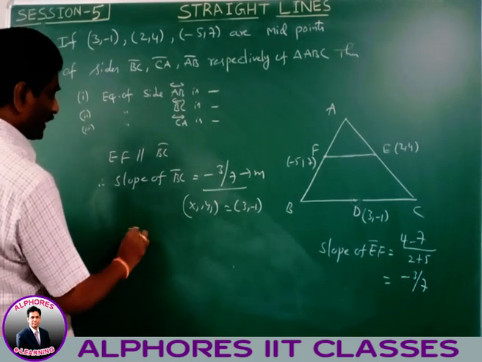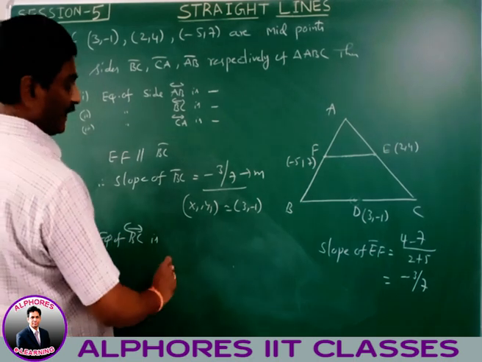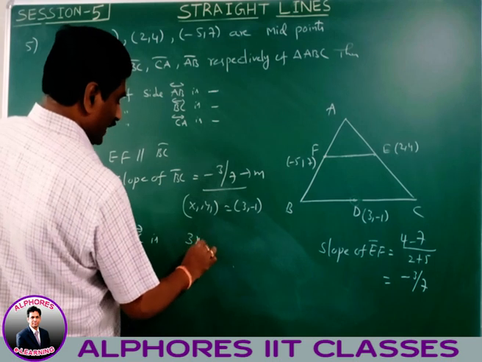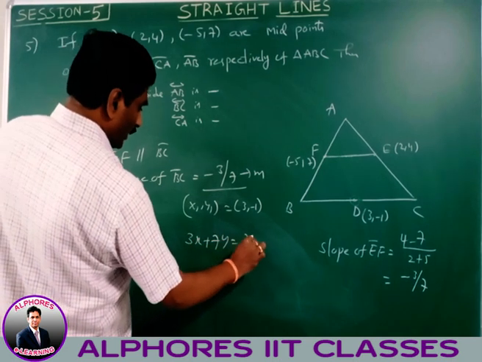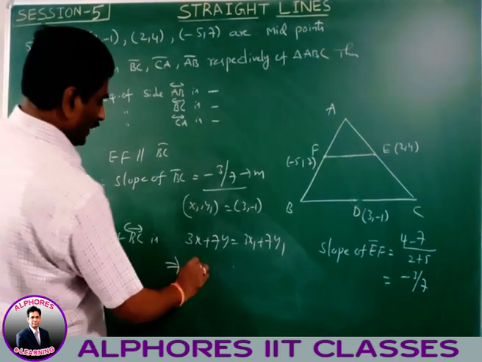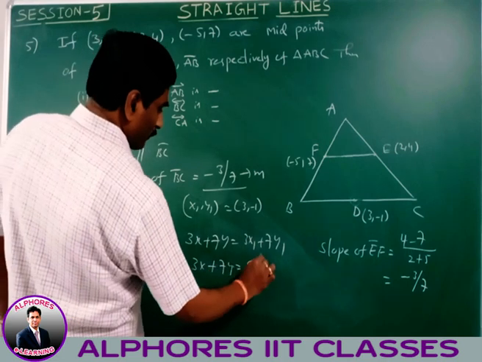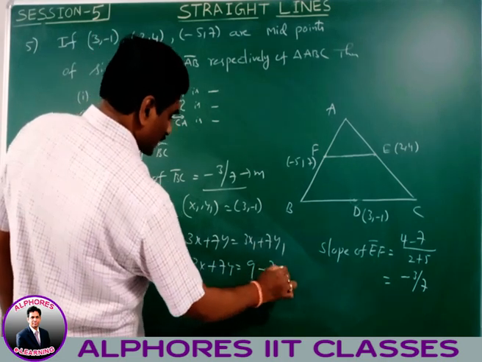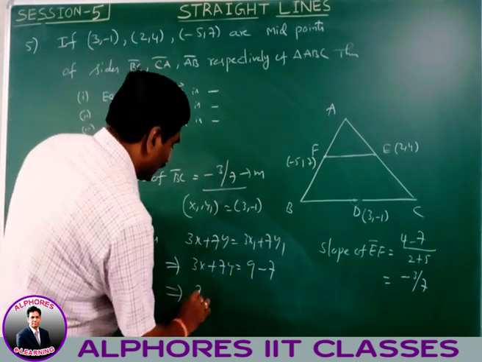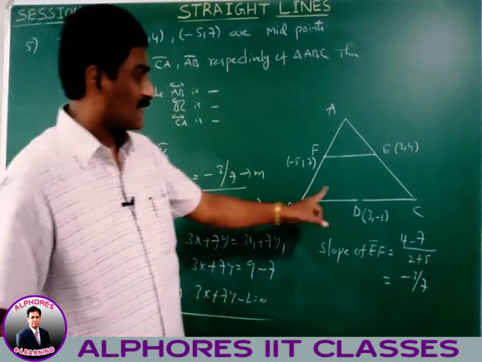The equation of side BC is, what is the slope? -3/7. That means 3x plus 7y is equal to 3x1 plus 7y1. That implies 3x plus 7y is equal to 3 into 3, which is 9, plus 7 into -1, which is -7. That means 2. So 3x plus 7y minus 2 is equal to 0 is the required equation of the side BC.